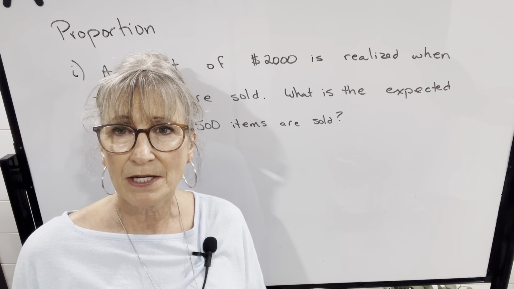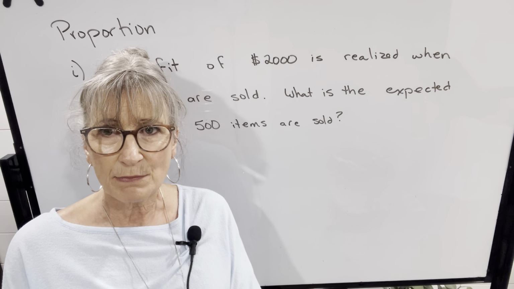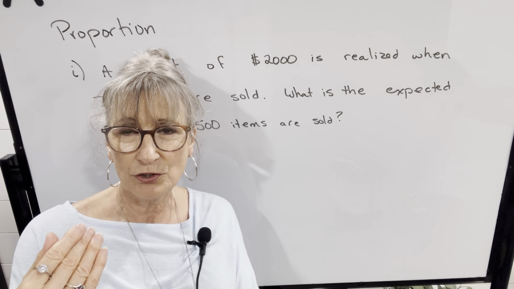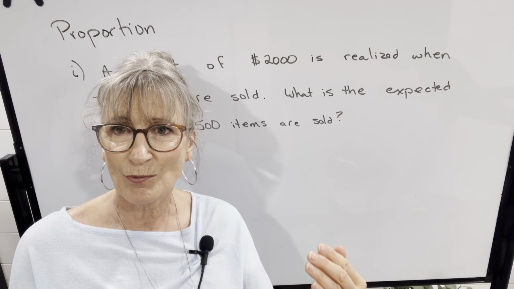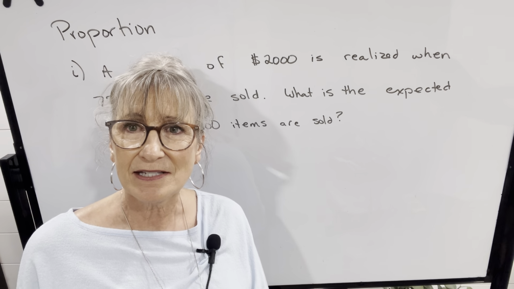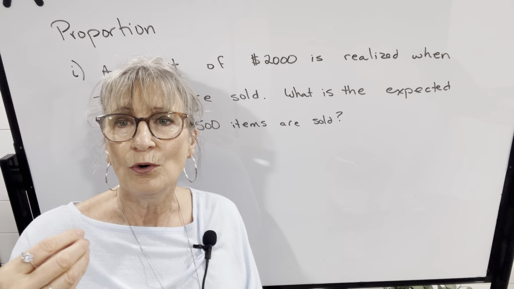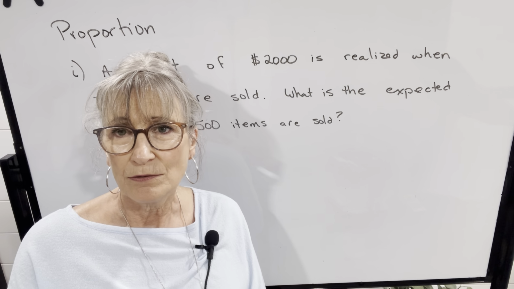same factor. So when you set it up, it really doesn't matter the order that you put the two numbers on one side of the proportion, but it has to be exactly the same order on the other side. In this case, it makes more sense to put profit over the number of items sold, which is how I'm going to do it.